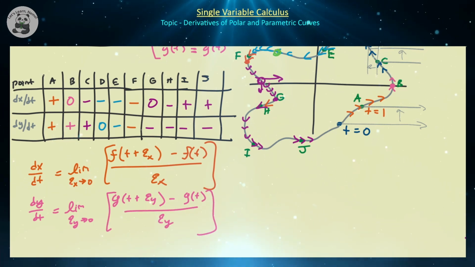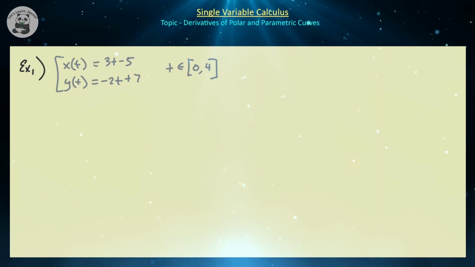And that's how we're going to be defining the derivatives of our x function and our y function for parametrically defined functions, or curves, I guess you could say. Let's assume that we have this basic parametric curve that we want to analyze using single variable calculus, where x of t is 3t minus 5 and y of t is equal to minus 2t plus 7.